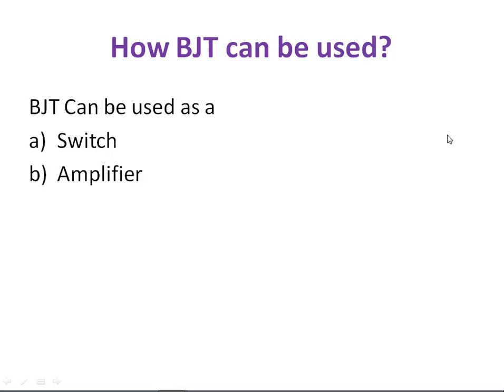Students, how can a BJT be used? A BJT can be used as a switch, and it can also be used as an amplifier. So that is the purpose of the BJT, bipolar junction transistor.